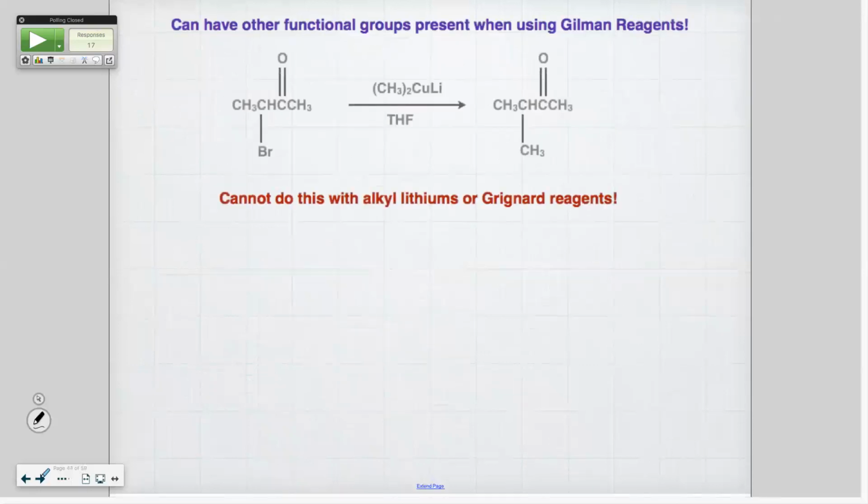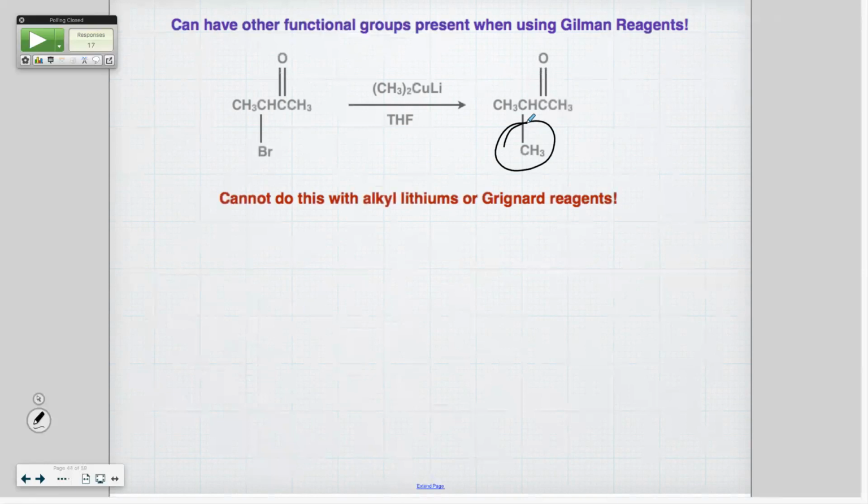Here's the other thing. You can have carbonyls present. It does not react with carbonyls. So look what you can do. You can have this compound here, a ketone with a bromine on it. We're going to add a dimethyl copper lithium, that Gilman reagent, and look what we did in one step. Cannot do that with alkyl lithiums or Grignard. If you tried to make a Grignard of this, you've got a carbonyl in there, it doesn't work very well.